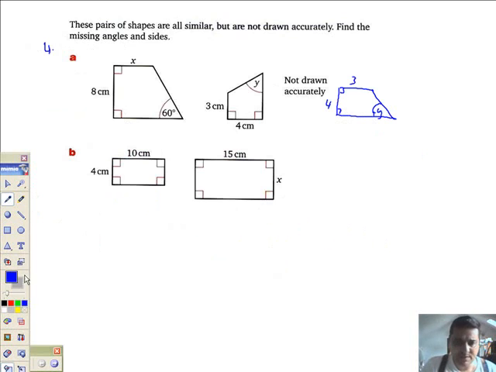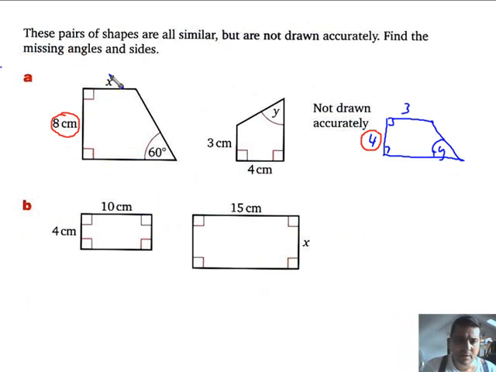So what do we got then? We see that the 8 centimeter height corresponds to the 4 centimeter height on the smaller shape. The X corresponds to the 3, and the 60 degrees corresponds to the angle Y. So straight away Y is 60 degrees. Remember, if you've got similar shapes, all the corresponding angles will be identical, and the corresponding sides will be in a given ratio. Now clearly I can see that going from 8 to 4 we multiply by 1/2. Going from X to 3 we also multiply by 1/2. In other words, X is twice the size of 3.